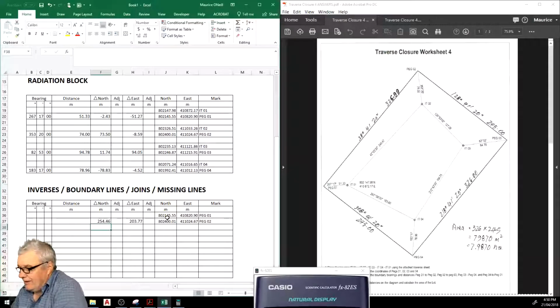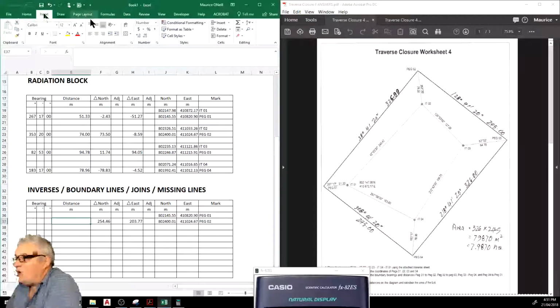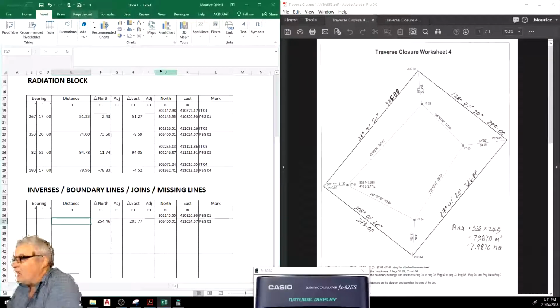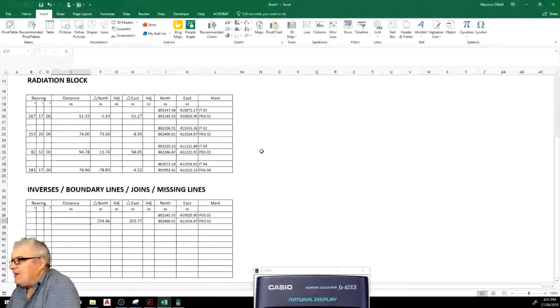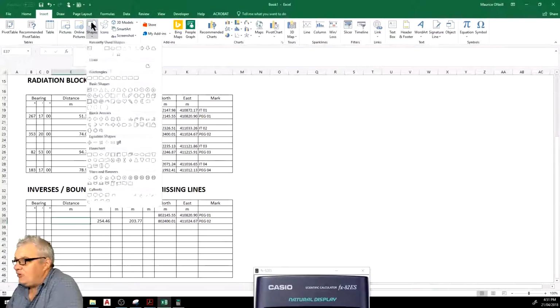And we've got 254. Now that's going north and east, which is correct. So now we've got to work out the distance. What I usually do at this point is draw a little diagram. I'm going to try and draw a little diagram here. I think I might have to go to shapes, and I'm going to draw a little arrow.